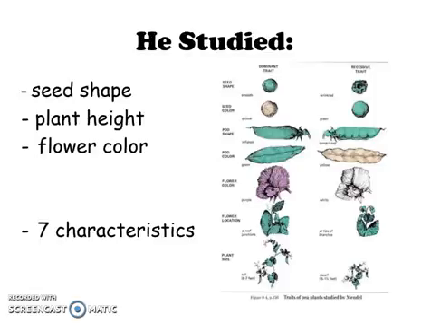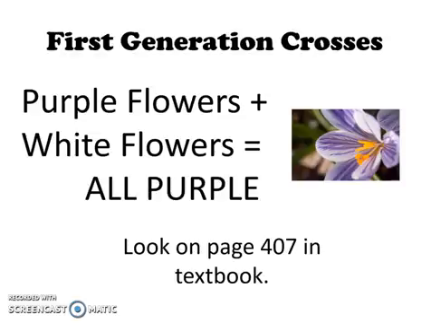So Mendel studied different traits in the plants. He studied seed shape, plant height, flower color, and 7 characteristics altogether, and you can look here at what he discovered. So the first generation, he took 2 true breeds. He took a purple flower and he took a white flower. And whenever he cross-pollinated, the offspring were all purple. So true breed purple, true breed white, and you get all purple. How does that happen? You can also look on page 407 in your textbook if you want to look deeper into that study. So that was the first generation.